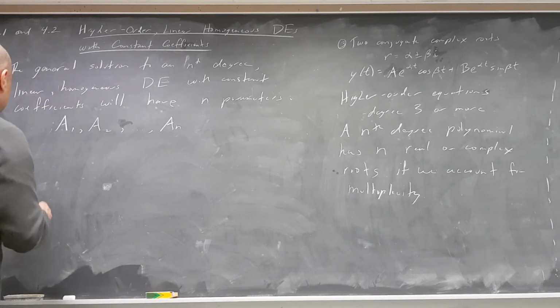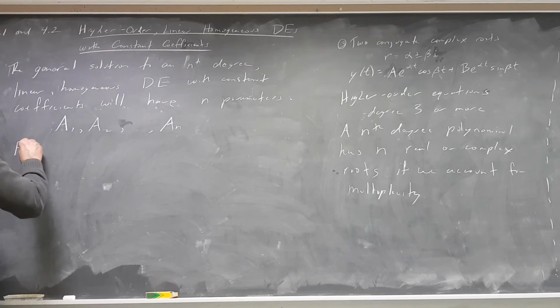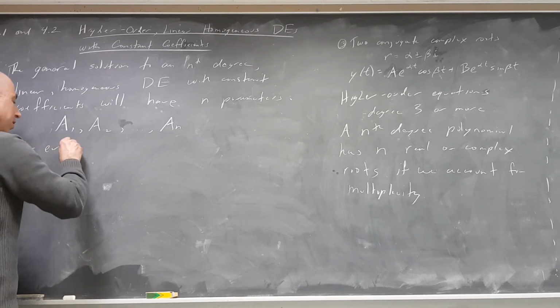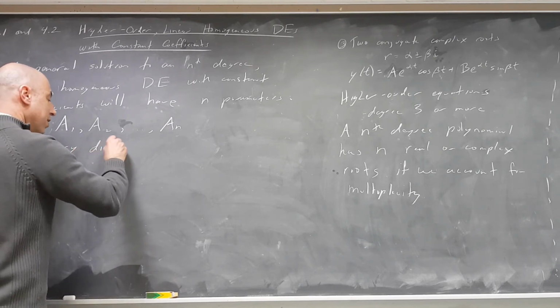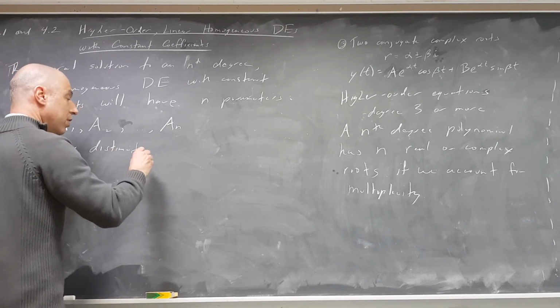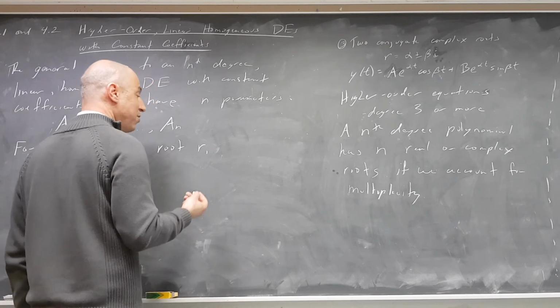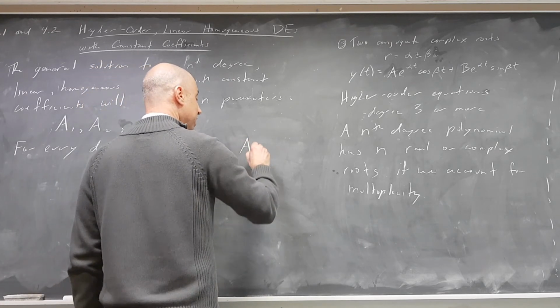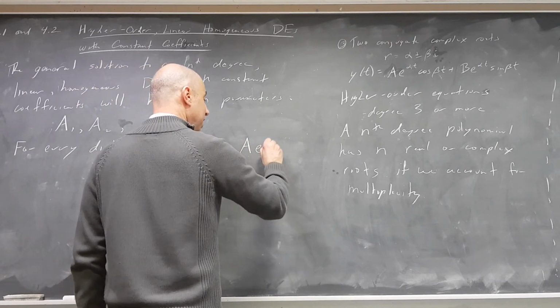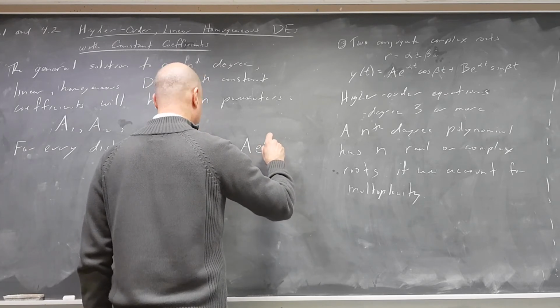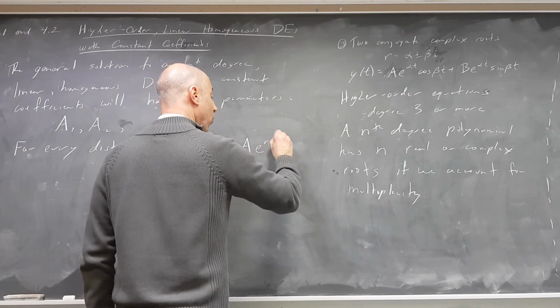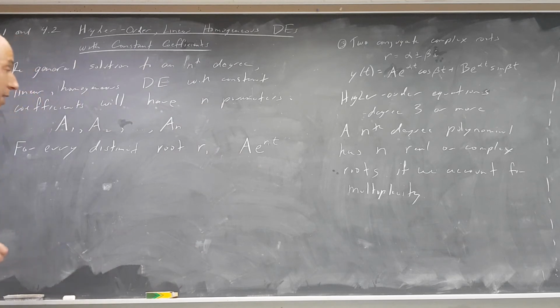So for every distinct root r1, I'm going to have something of the form a number times e to the r1t. If this is for a real root, of course.